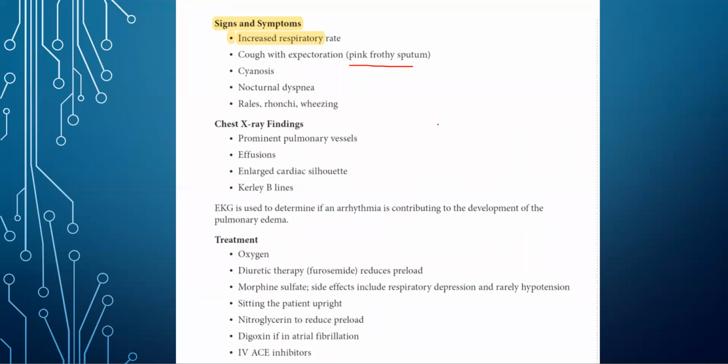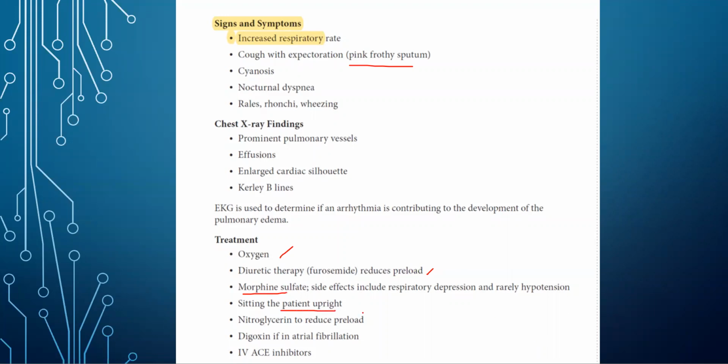What is the treatment? Treatment is mainly to resuscitate this patient. Most of these patients will need oxygen, so give oxygen if needed. Start diuretics to reduce the preload, that means to reduce the fluid in the body. This sort of patient will have severe anxiety, which will worsen the heart failure. So sometimes you can use morphine for that.